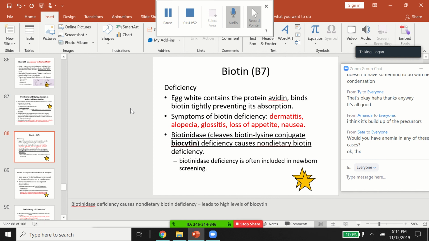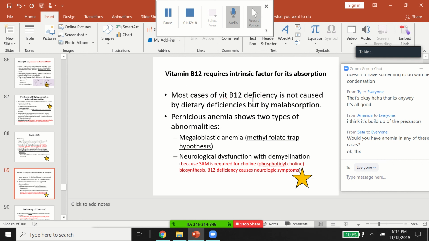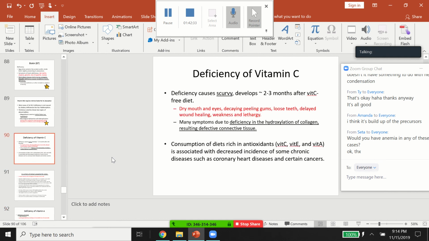Biotin or B7. I would know the symptoms of a B7 deficiency: dermatitis, alopecia, bursitis, loss of appetite, nausea. Okay, I would know that. I would also know this whole biotinidase thing as well, but I don't think it was very high yield. I would just know the symptoms. But yeah. Vitamin B12 requires intrinsic factor. We've already talked about the intrinsic factor part for sure, and we've honestly already talked about this part as well. So it's a nice little review lecture, kind of helps you review stuff.